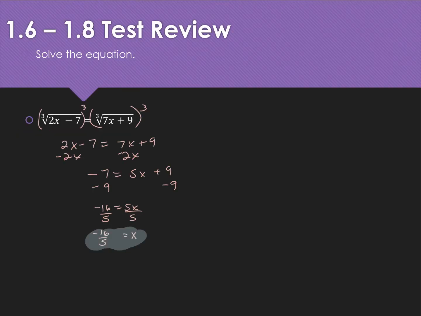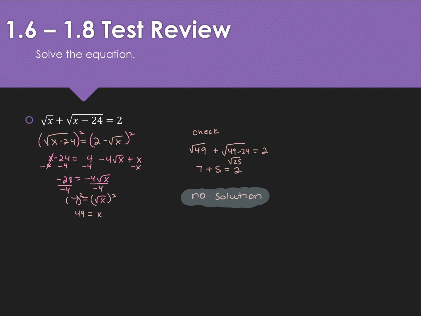This one, overall, people did pretty good. Just silly mistakes here or there, so be careful. You got to cube both sides of the equation. It literally cancels out your cube roots, and you should have ended up with negative 16 over 5. Again, the initial equation is a cube root, so I don't have to check it.